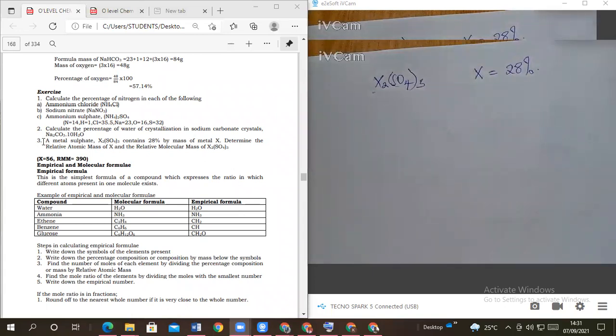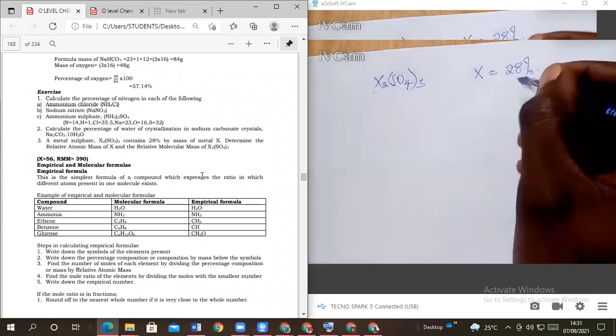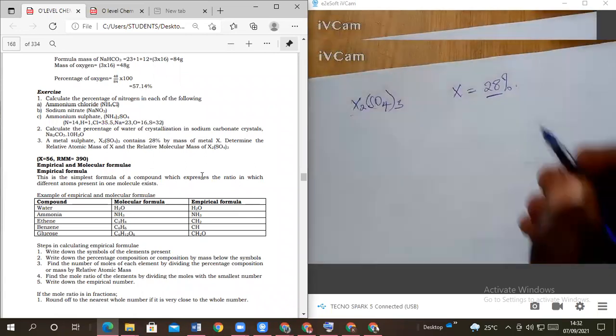So they are saying, this is Roman 3. A metal sulfate X2SO4 contains 28% by mass of metal X. Now this 28% is for what? Is for the metal, isn't it? Metal X. What is the percentage of the sulfate?